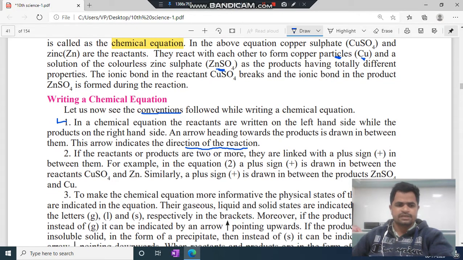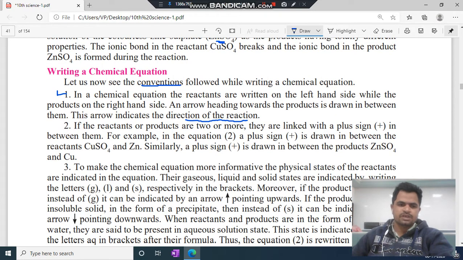Next, the second convention: if the reactants and products are two or more, then a positive sign or plus sign is written in between them. For example, in equation second, a plus sign is drawn between the copper sulfate and zinc there.